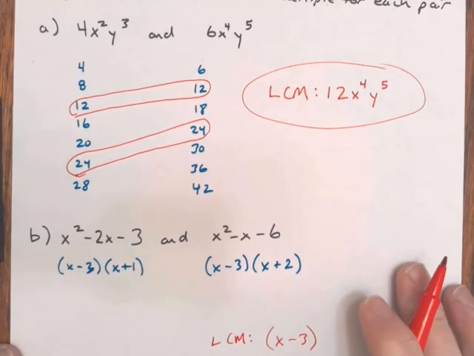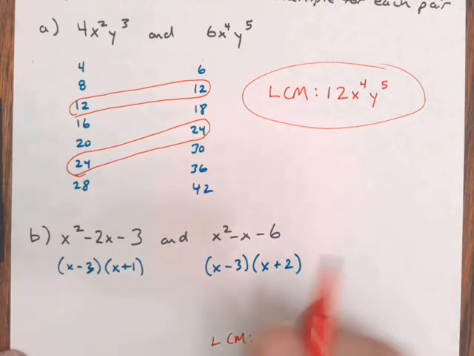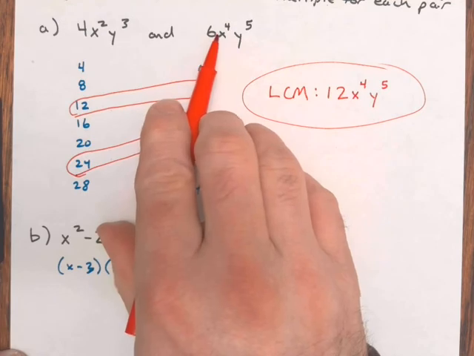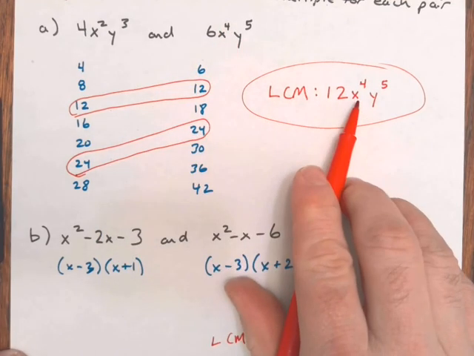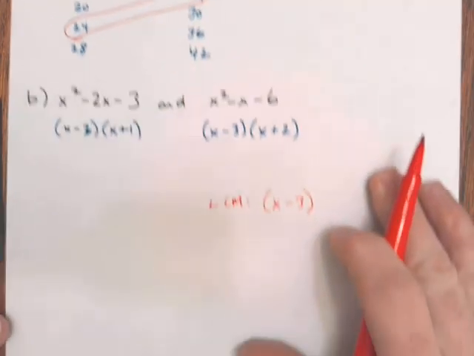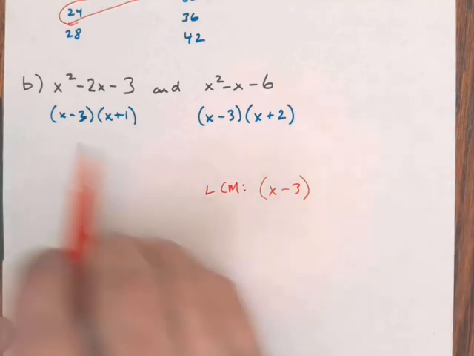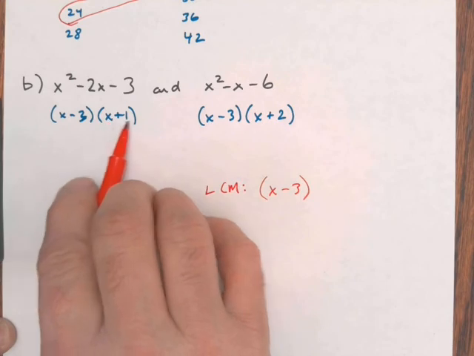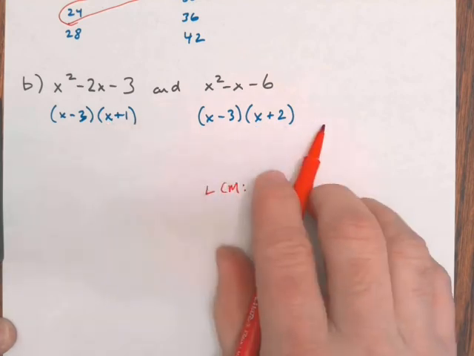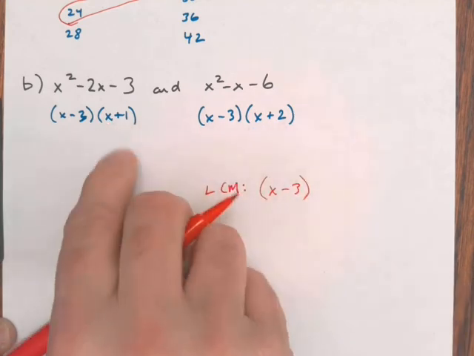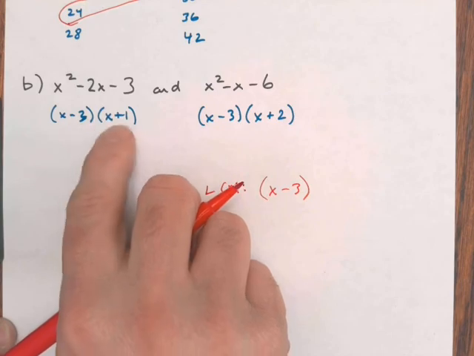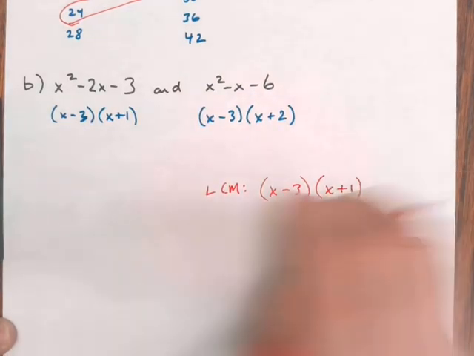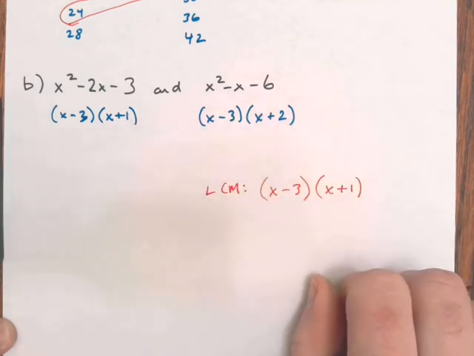Just like in letter A, when we were looking at our x's, we had x squared and x to the fourth. Both of these had x's in them. The one with the highest power is the one that made up our least common multiple. Okay, so we have the x minus 3's written down. Next I have a factor here of x plus 1. Well, it's not in the other factor at all, so as far as x plus 1's go, this is the highest power. So we do need to have that in there. It doesn't have to be in both of them to write it down over here.